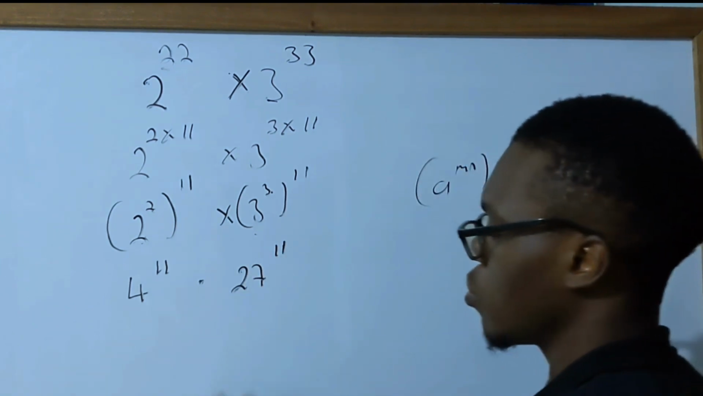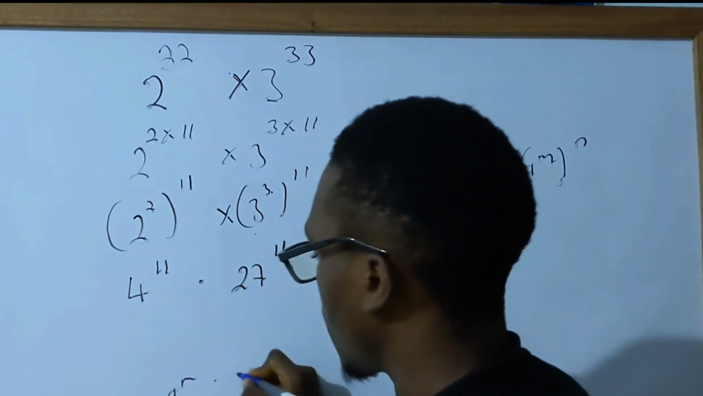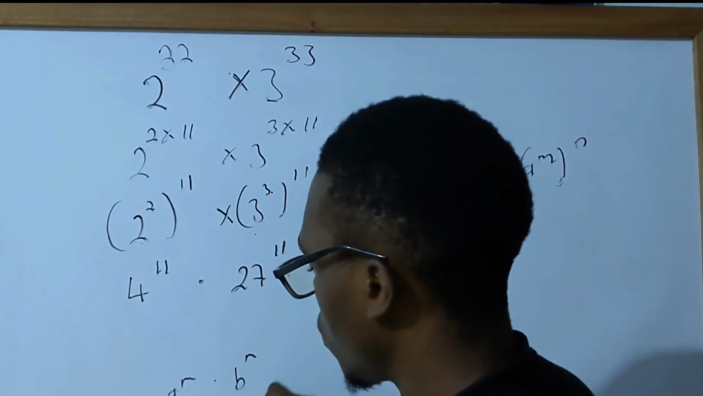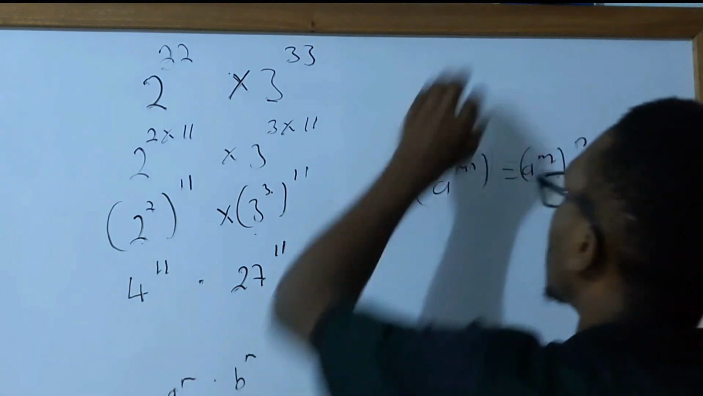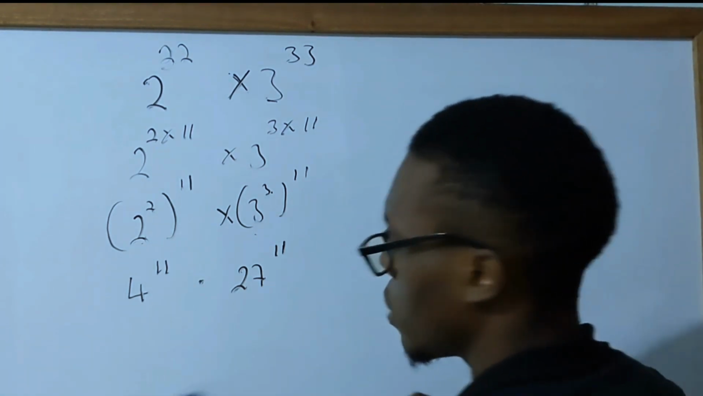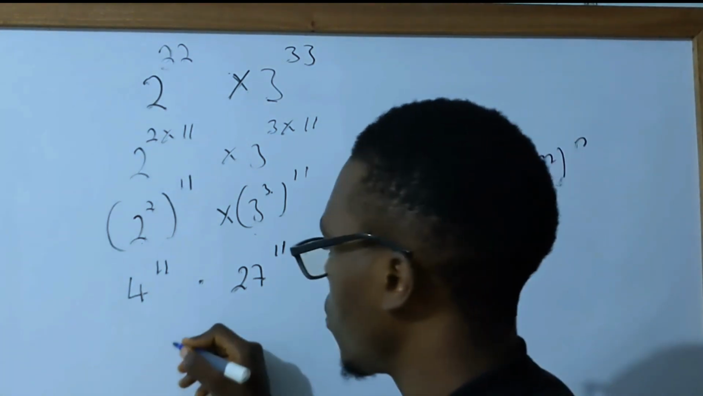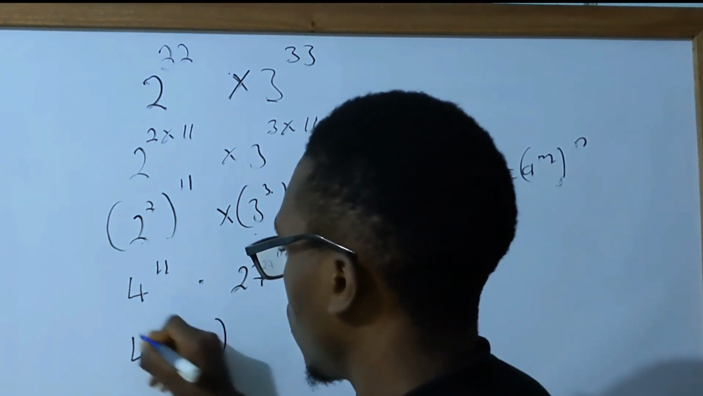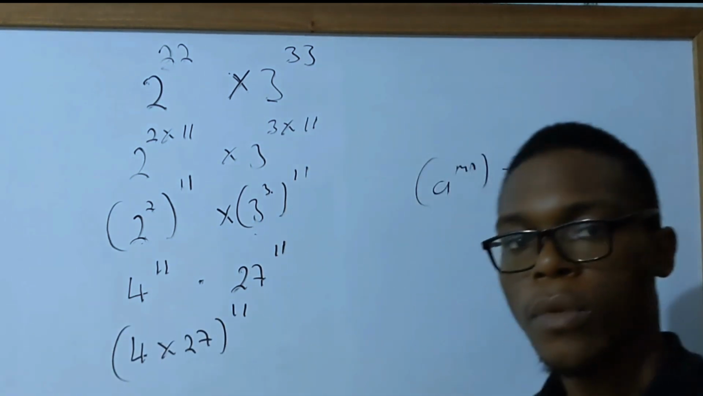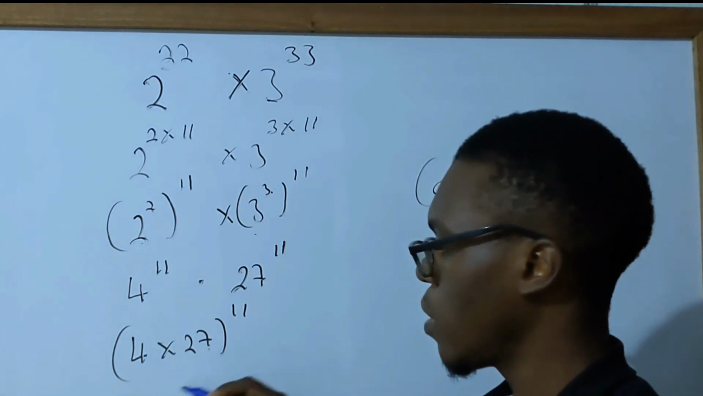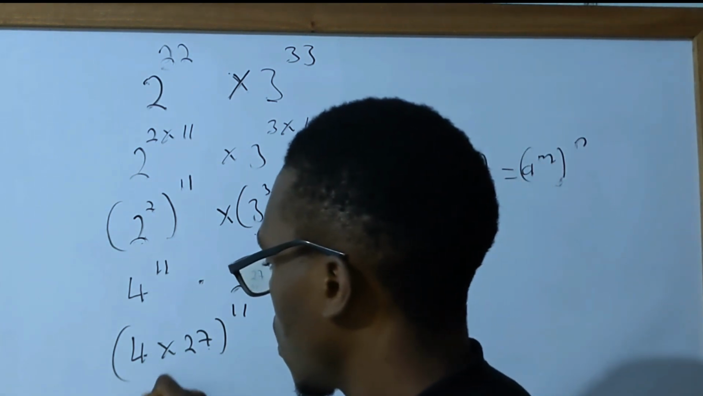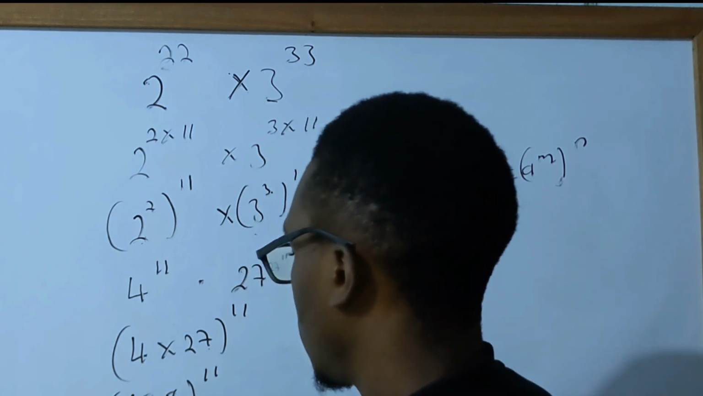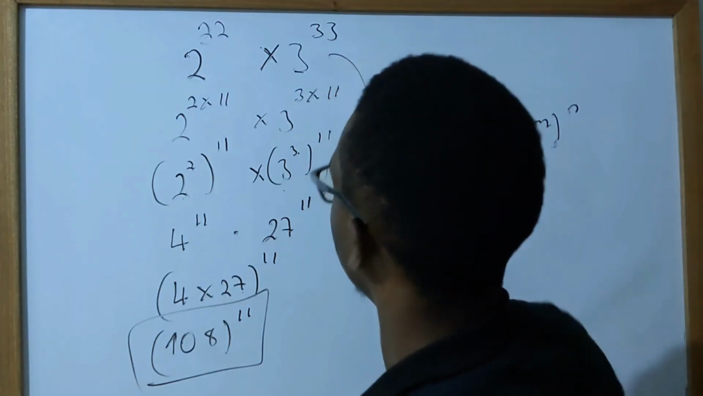And from the principle of indices, you know that a to the power m times b to the power m is equal to ab to the power m. That is automatic actually. Hence, we substitute it here. We use the same principle to have 4 times 27, all to the power 11. And 4 times 27 is 108, all to the power 11. And that is the final answer, which is the simplified form.